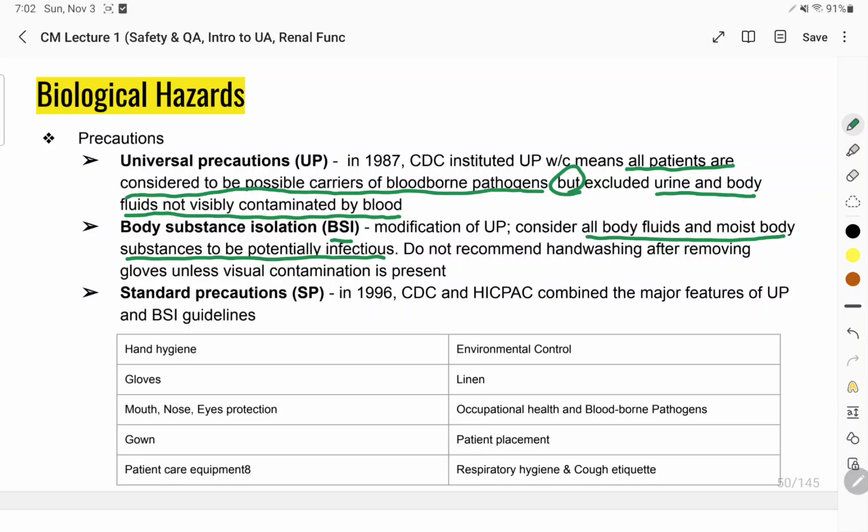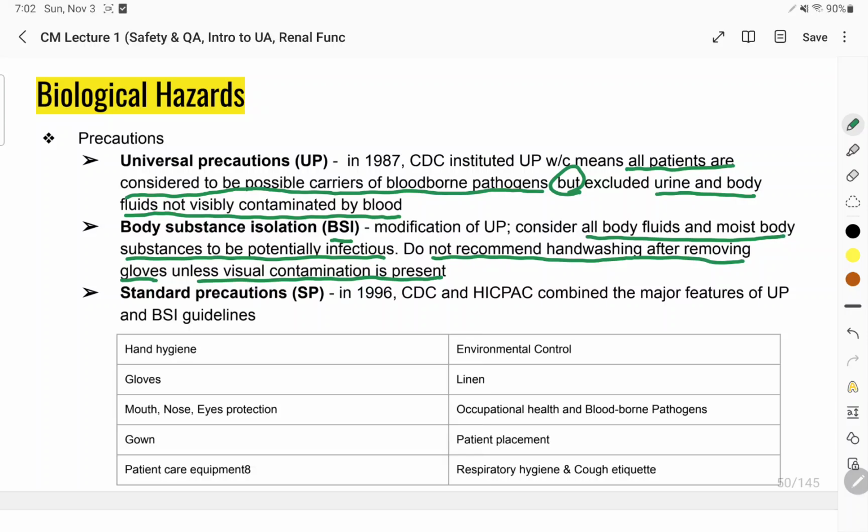Walay exceptions. But ang nakalahi lang ni BSI is, it does not recommend hand washing after removing gloves unless visual contamination is present. So under body substance isolation or precaution, tanang body fluids, regardless if makita nimo nga naay blood contamination or not, kay potentially infectious. But walay ra sila nag-recommend nga mag-hand wash ka after ka mag-remove og gloves unless imong gloves kay visibly makita nga contamination. So as long as limpyo pa man akong gloves, pwede ra hubuon ibutang sa kilid.